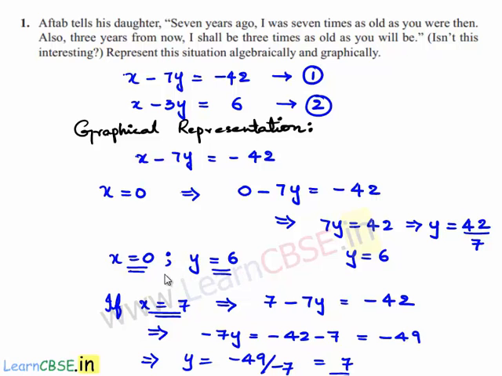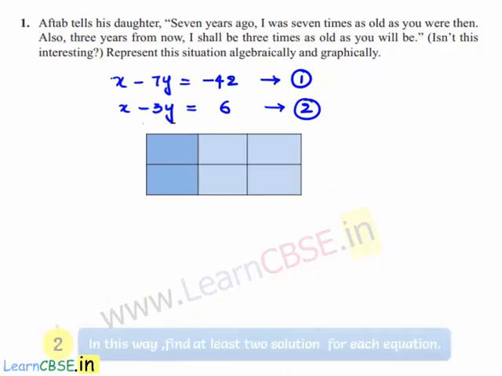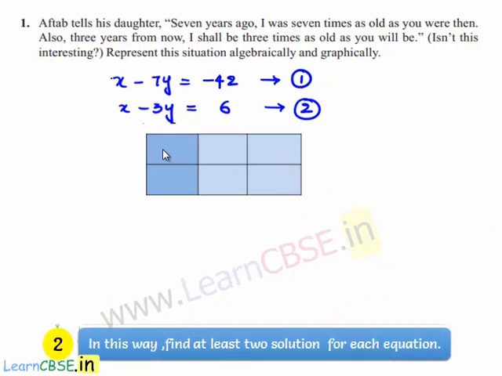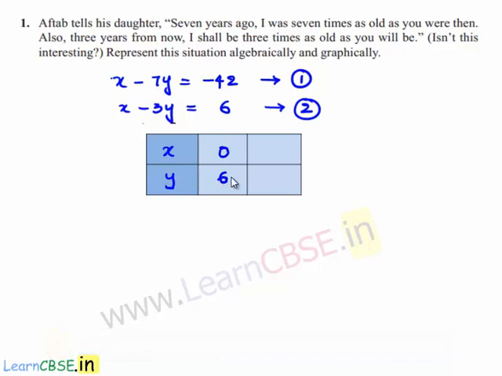So, let us tabulate these results in a tabular form. We write down x and y here. When x is equal to 0, we got the value of y as 6, and when x is equal to 7, we got the value of y as 7.